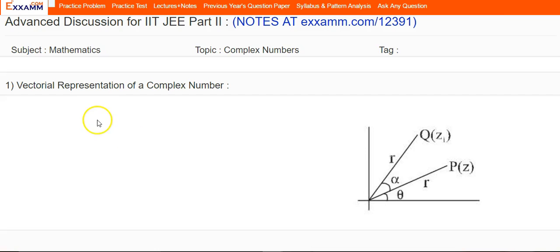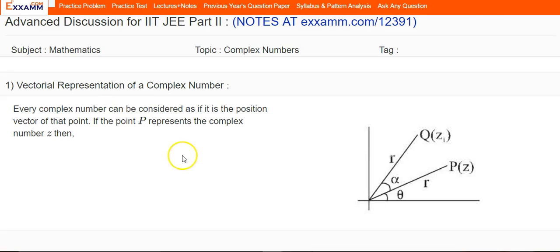It is a bit long lecture, so please bear with me. So what is a vectorial representation of a complex number? Every complex number can be considered as the position vector of that point. So suppose Z is a complex number represented by the point P, then Z can be said to represent OP, this line. If Z1 is the complex number, so Z1 can be said to be representing OQ here.